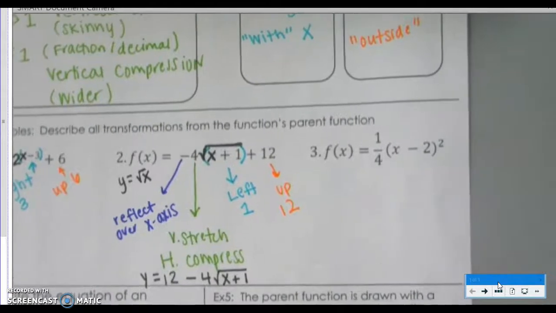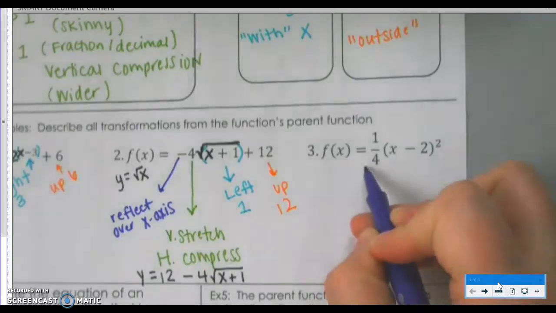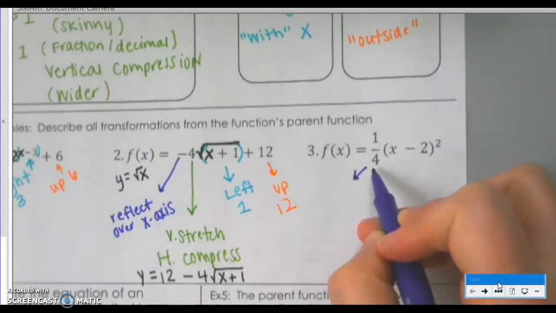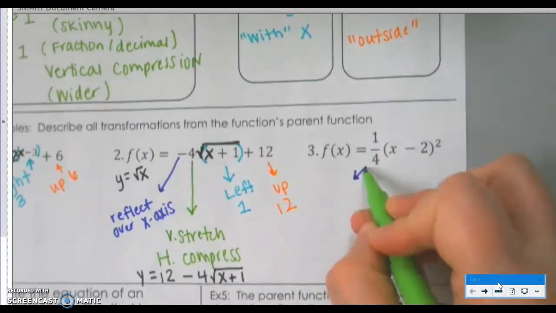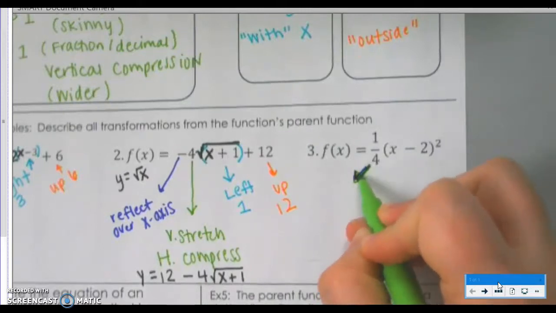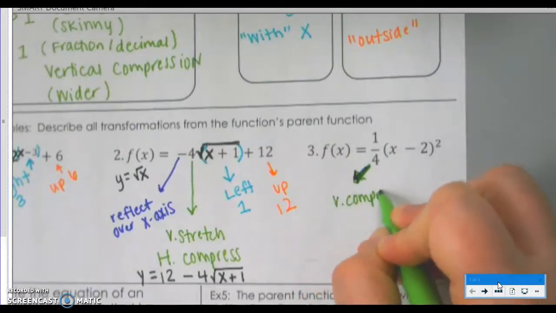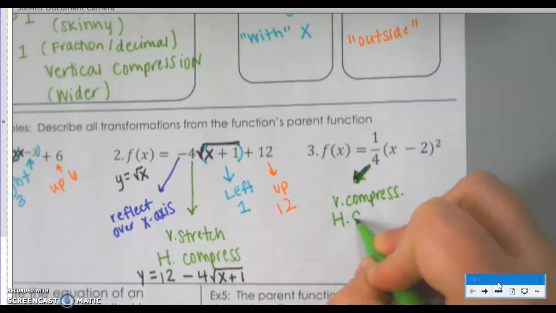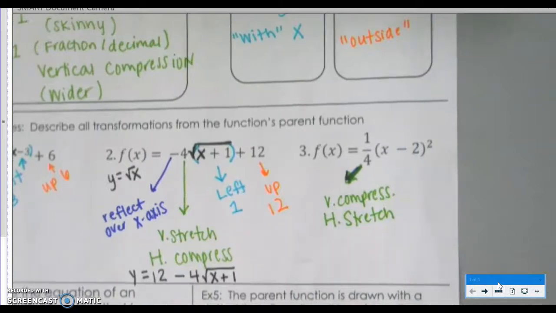All right, this would be a good time for you to pause the video and try number 3. All right, so I see a number out front. So 1/4, because 1/4 is less than the number 1, it's a fraction that's smaller than 1. That is going to make the graph appear wider. So you can either say that's a vertical compression, or you can say a horizontal stretch. Those are the same thing. It's going to make the graph appear wider if you compress it down or you pull it out.